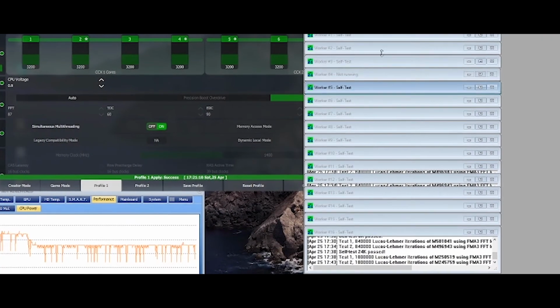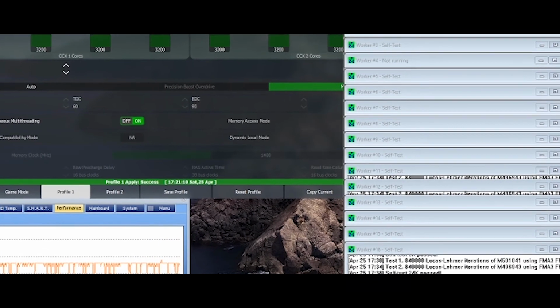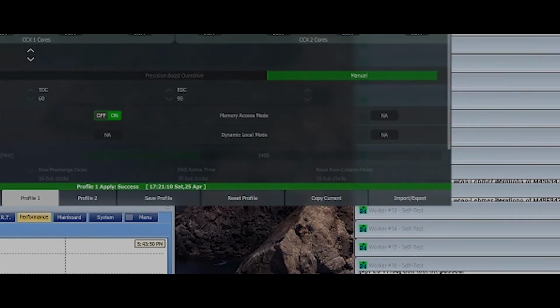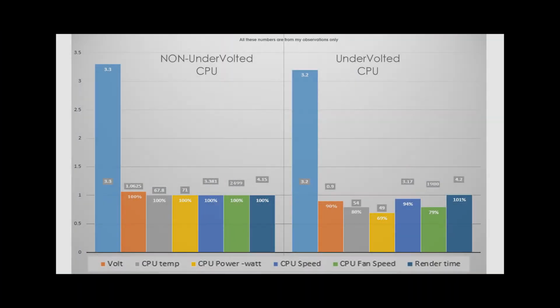Benchmarks. All these benchmarks are by stressing the CPU by running Prime 95 for 20 minutes and a rendering in Blender. Let's see the comparison chart. CPU set frequency. The non-undervolted CPU runs on 3.3 GHz and the undervolted CPU is fixed on its base clock of 3.2 GHz. CPU voltage. The undervolted CPU runs on 10% lesser voltage than the non-undervolted CPU.